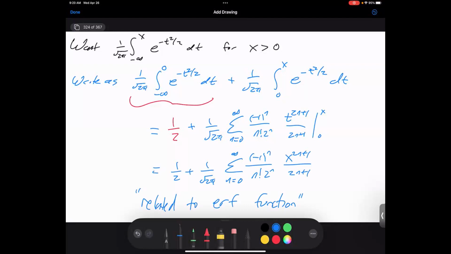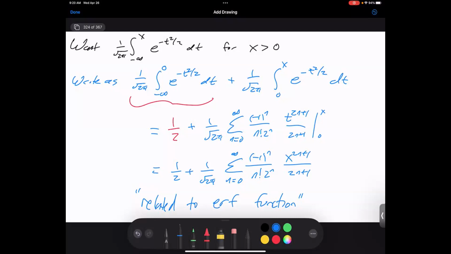So there is something very close to this that's called the error function, or the ERF function. The only thing that changes is instead of e to the negative t squared over 2, I think it's just e to the negative t squared or something along those lines. It's a little bit of a tweak as to which is the integral that's easy to do.